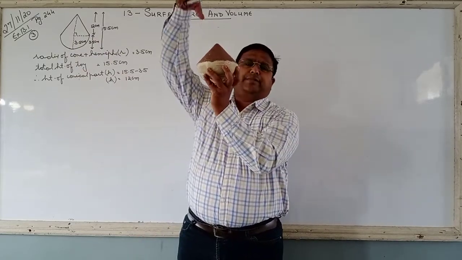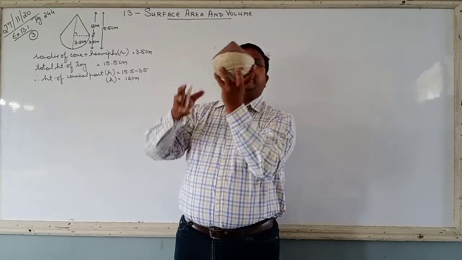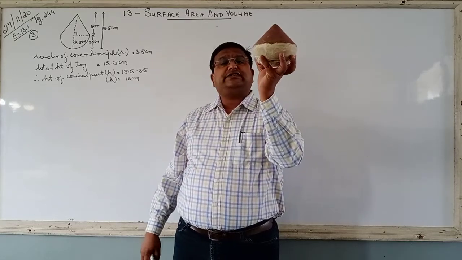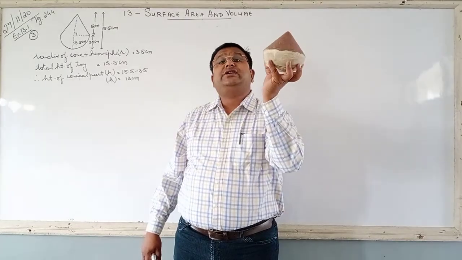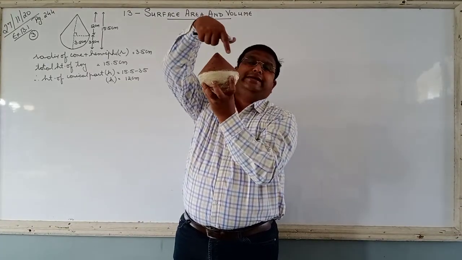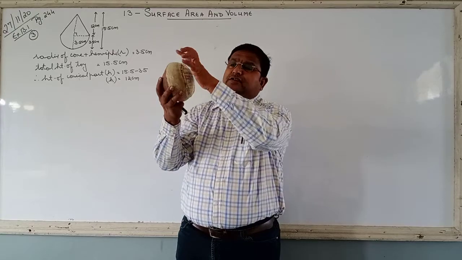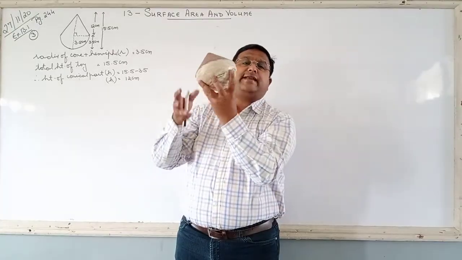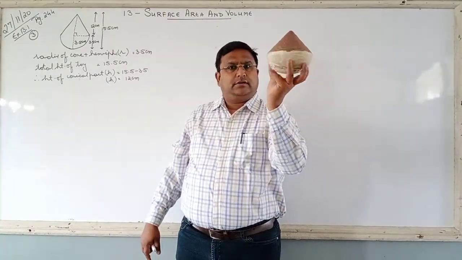This portion you can see is brown. This portion you can see is white. If I tell you to find the total surface area of this toy, which portion is visible? Only the curved surface area of the cone is visible. Only the curved surface area of the hemisphere is visible. Can you see that? Yes or no?